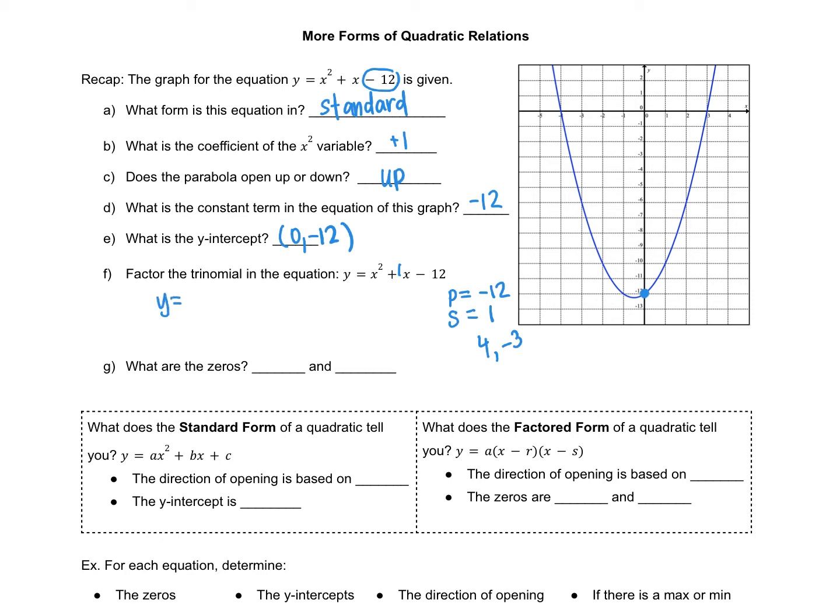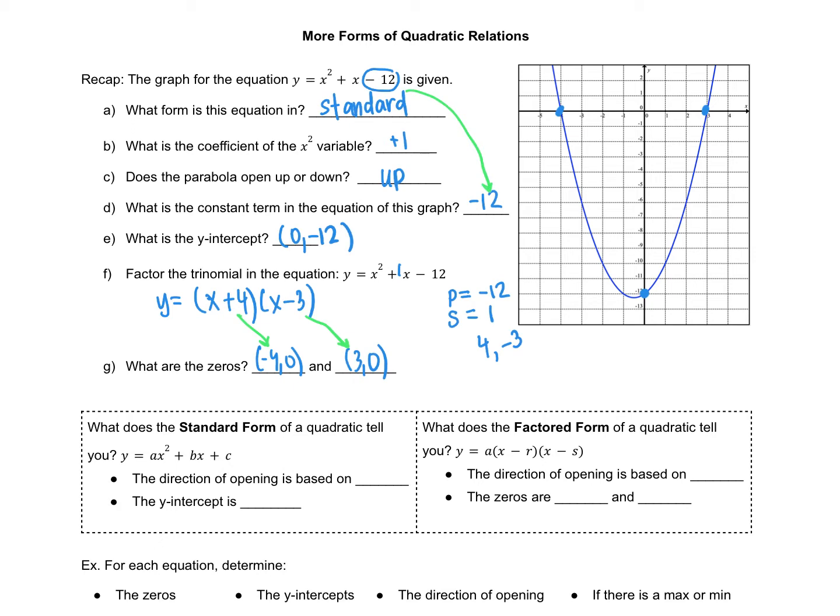So for the factored form, I set up my brackets, they each start with an x. So x plus 4, and then x minus 3. What are the zeros? Well, looking at the graph, one of them is at negative 4, and the other one is on the other side at positive 3. And if we notice, it's the same numbers from the brackets, but the opposite sign.